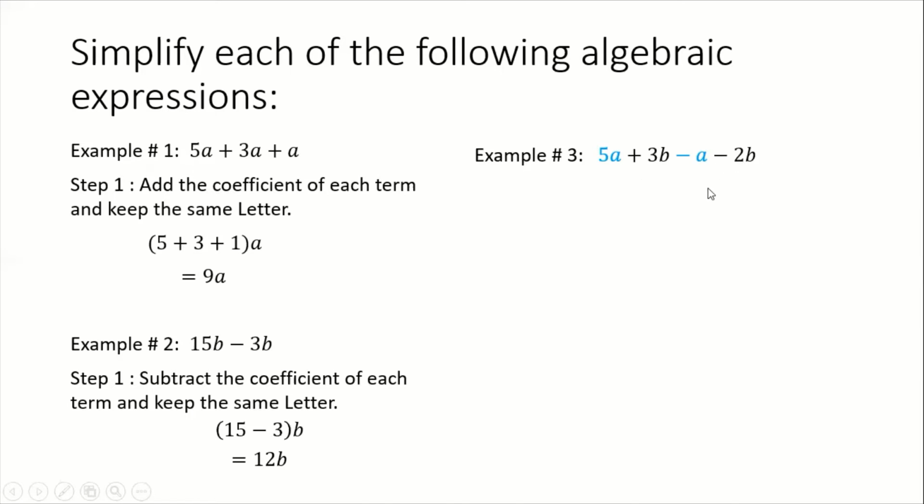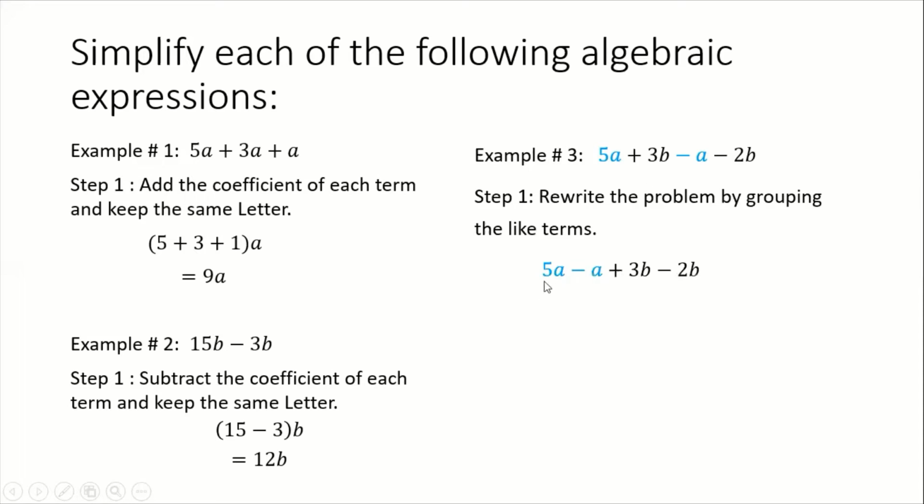So how would you go about solving this problem? You could rewrite the problem by grouping the like terms, so put the like terms beside each other. How would you represent this? You would simply represent this as 5a minus a plus 3b minus 2b. There's something you must really pay attention to when you're rewriting the problem: the sign that is in front of each term, as you can see, color coded here.